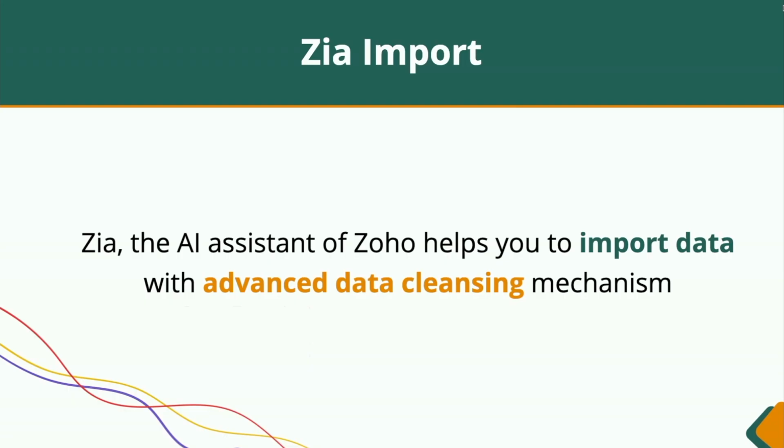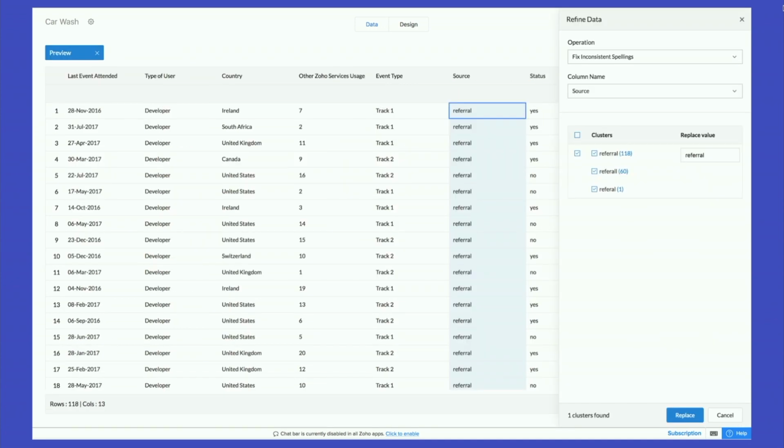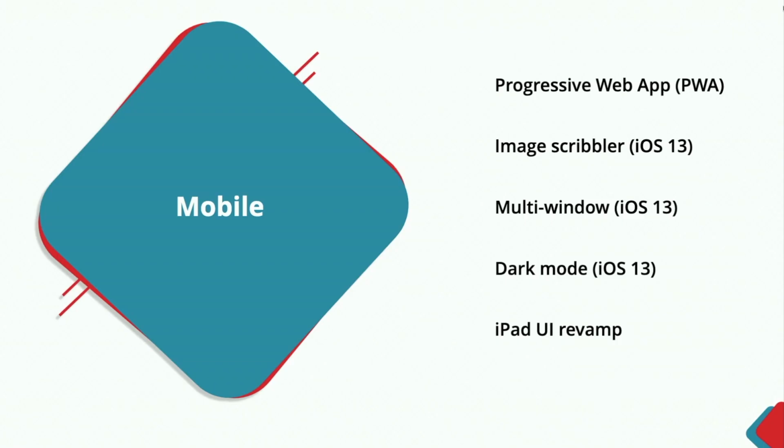And we have done a ZIA import as part of AI, where we have done data cleansing. For example, you import data and it has only a name, and we can detect what is the first name and last name for you, right? And similarly, you have data where it has duplicate data, then you have spelling errors. As part of data cleansing, ZIA does the data cleansing for you inside the spreadsheet. So that's the ZIA part.